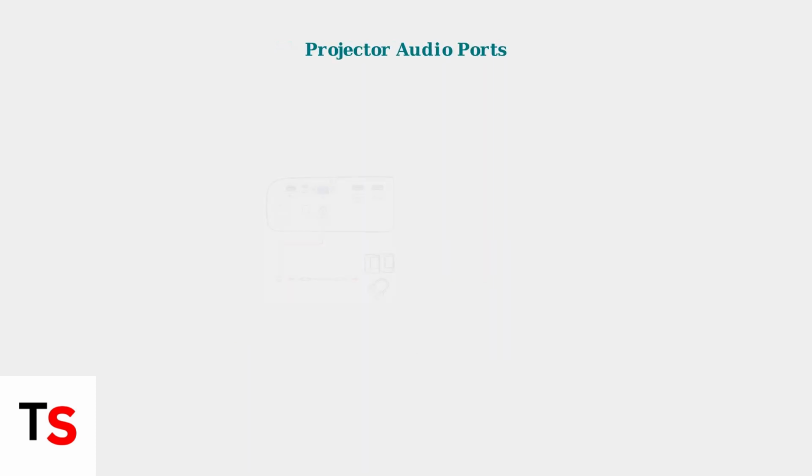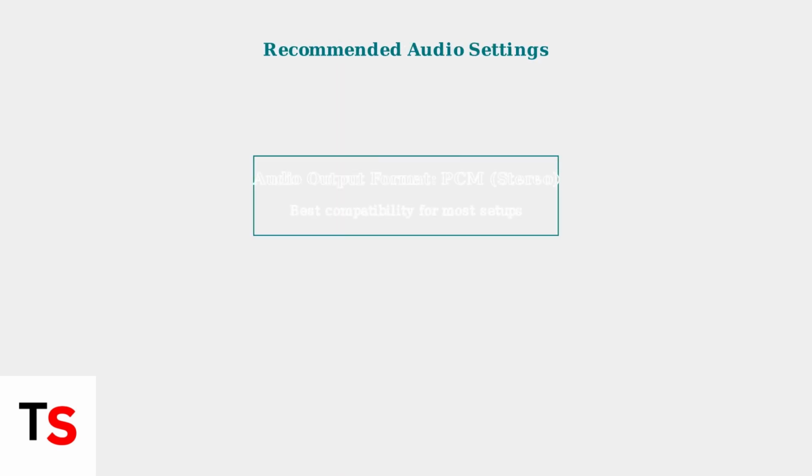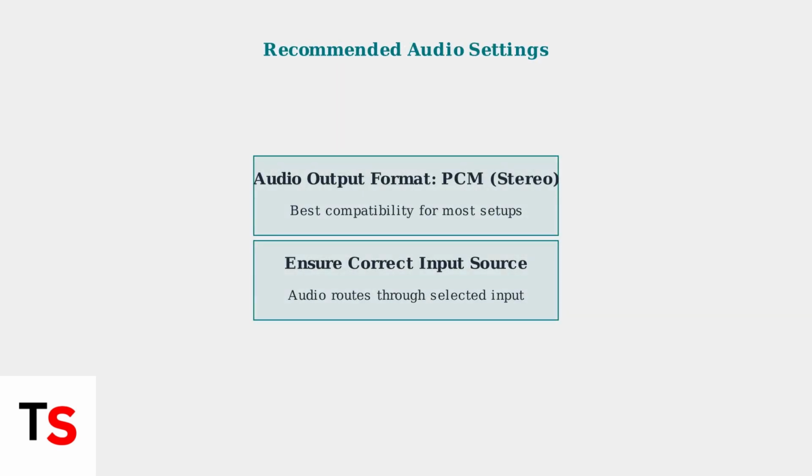The back panel of your Epson projector shows various audio connection options. You'll find HDMI ports for digital audio, a dedicated audio out port for external speakers, and USB connections that can also carry audio signals. For optimal compatibility, set your audio output format to PCM stereo. This setting works best with most audio systems and helps avoid compatibility issues. Also ensure you've selected the correct input source, as audio will only route through the currently active input.